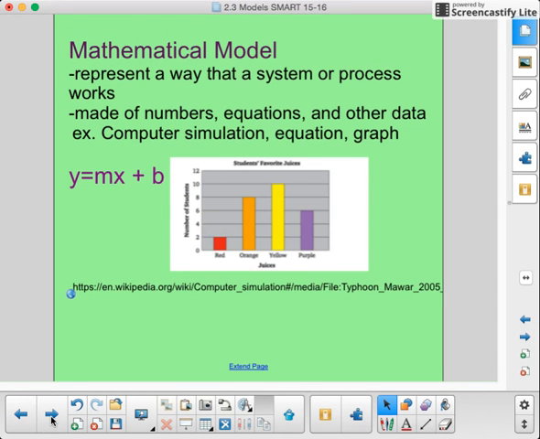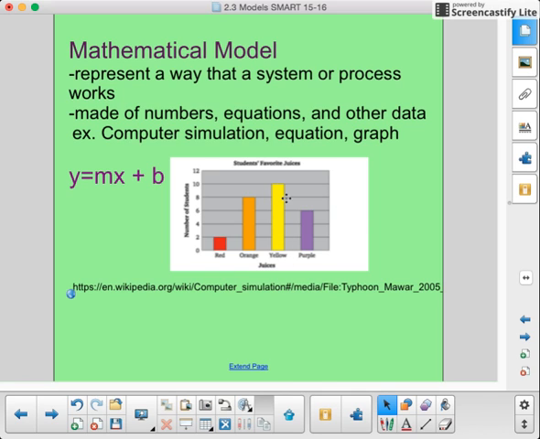A mathematical model is easy to spot because it contains numbers. A mathematical model represents the way that a system or a process works. And like I said, it's made of numbers. It could include equations or data. Some examples are a computer simulation, an equation like this one, y equals mx plus b, or a graph.